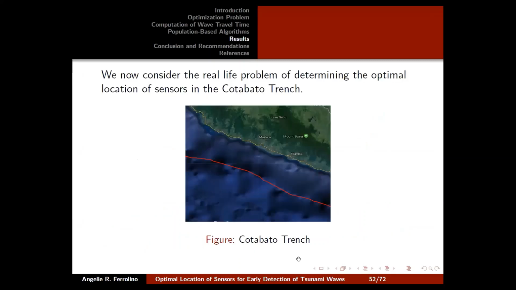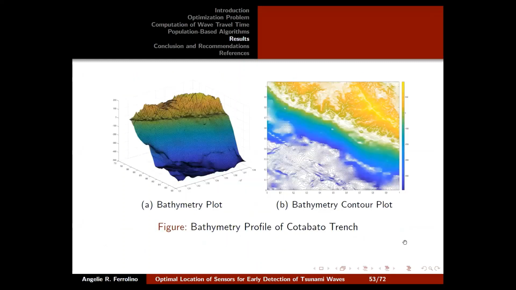Now, lastly, we consider the real-life problem of determining the optimal location of sensors in the Cotabato Trench. So this is the Cotabato Trench, and this is its bathymetry profile.